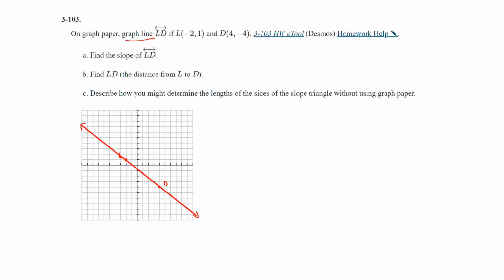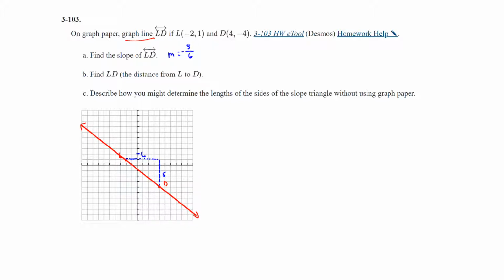I'll go from D to L, so I'll go up 1, 2, 3, 4, 5 units, and then I'll go over, looks to be 6, and that is going to the left, so that is a negative. So based on that, the slope of the line would be change of y is 5 over change of x is 6, and I'll just put the negative in front. So -5/6.